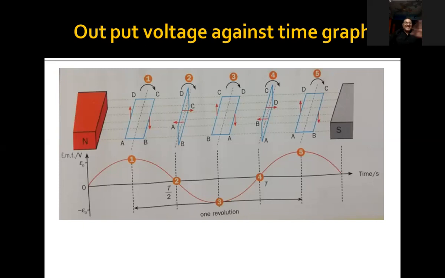But there is a change. Now you can see that the BC side is on the left and the AD side is on the right. Now the BC side is going upward and the AD side is going downward. The BC side is now on the left side and it is going upward, and the AD side is now on the right side and it is going downward.